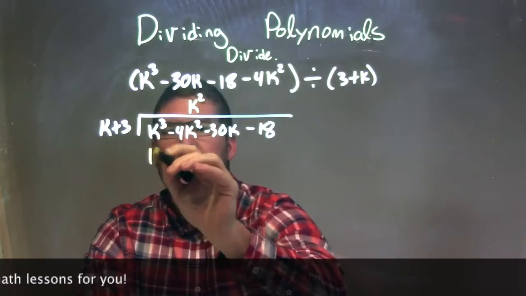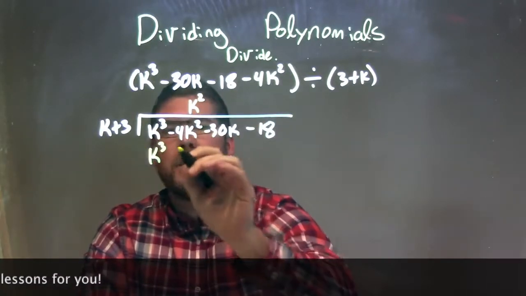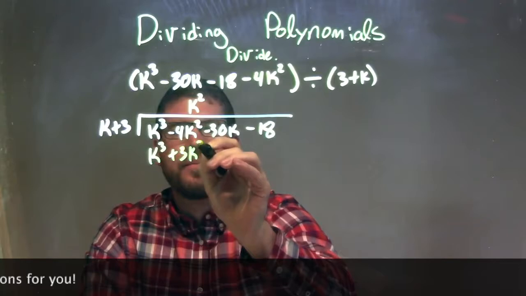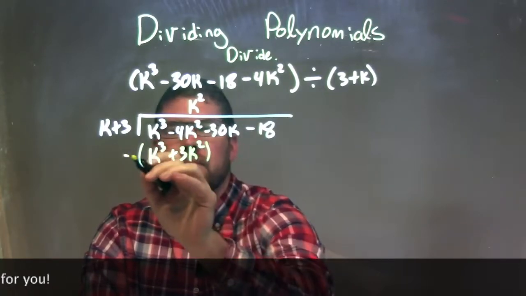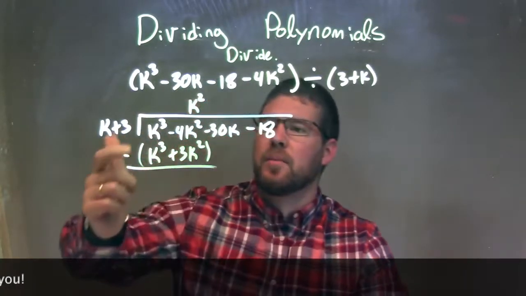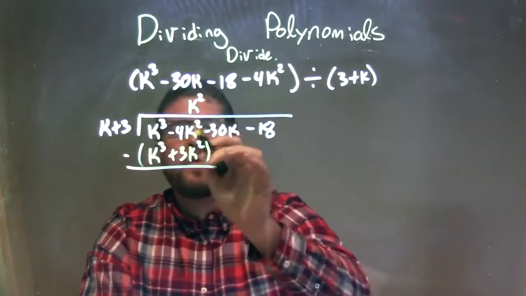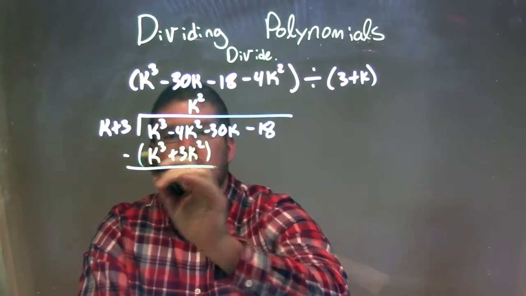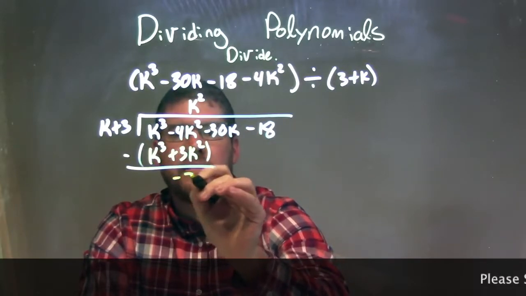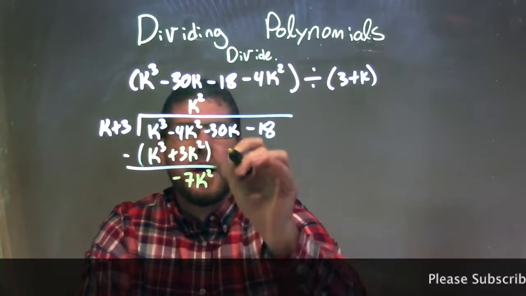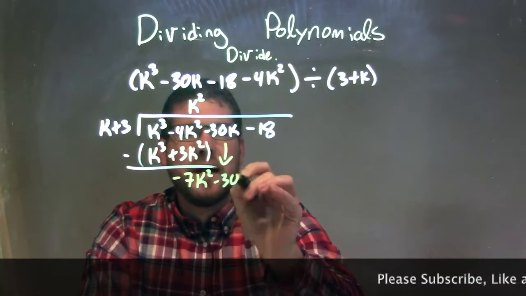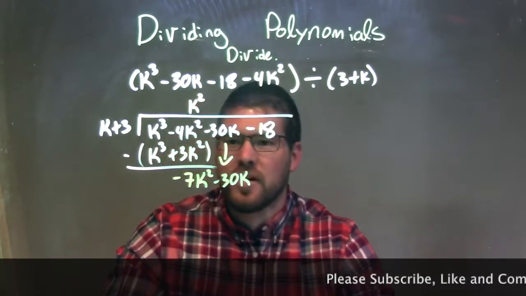K squared times k is k to the third, and k squared times 3 is plus 3k squared. I'm going to subtract the 2 right there. K to the third minus k to the third is just 0. Fantastic, great. Minus 4k squared minus 3k squared is a minus 7k squared. I'm going to bring down the minus 30k now, and that's the same question again.